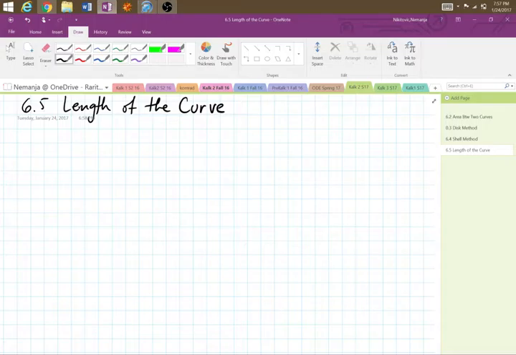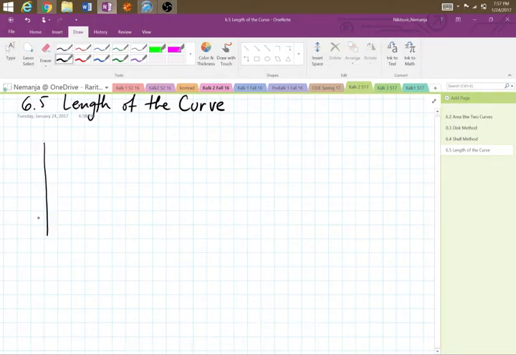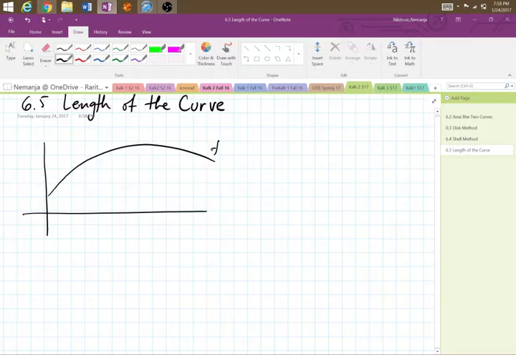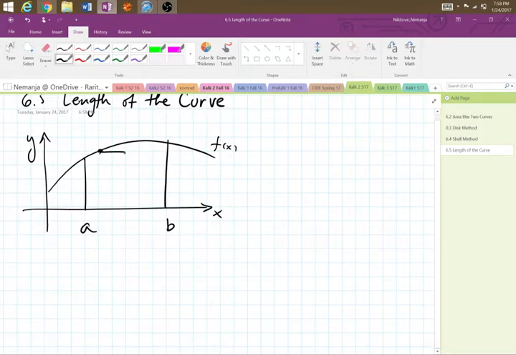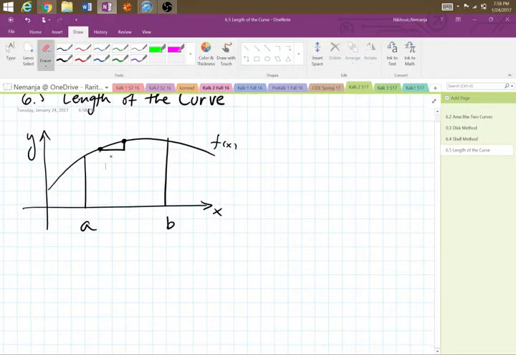So how does this work? First of all, you have some kind of a curve which is represented by a function, and you want to know its length from A to, say, B. Well, what we are going to do is look at a small part of that curve and imagine that this part is very, very thin, which is delta x thin, which means that the drop over here is going to be delta y.